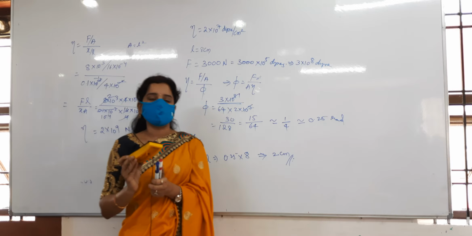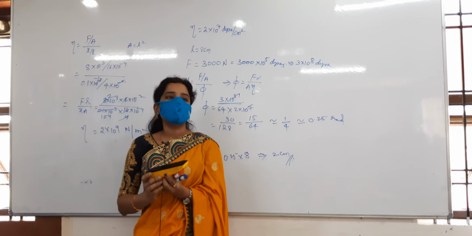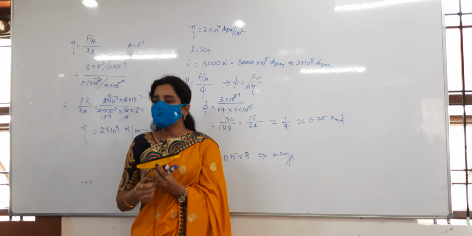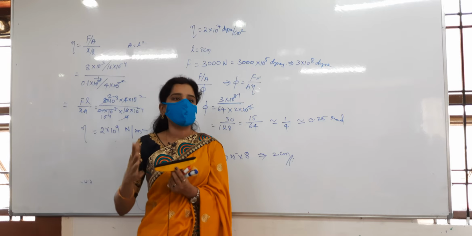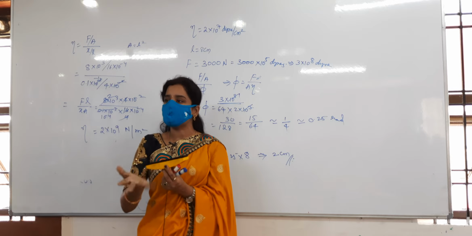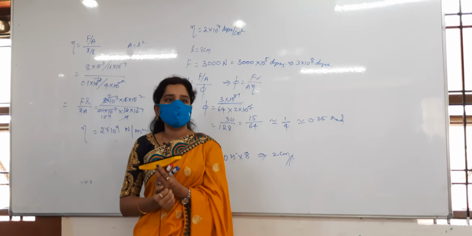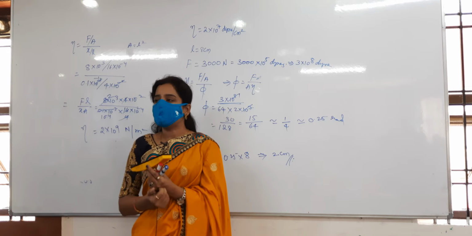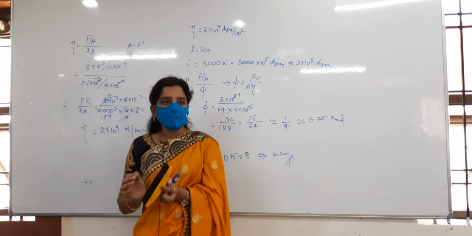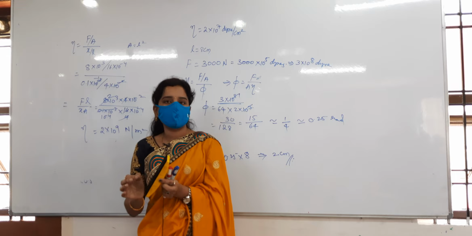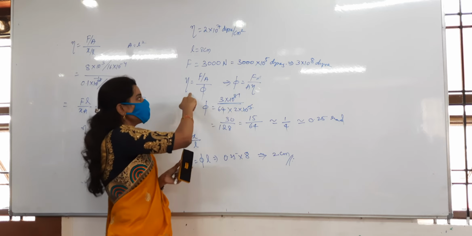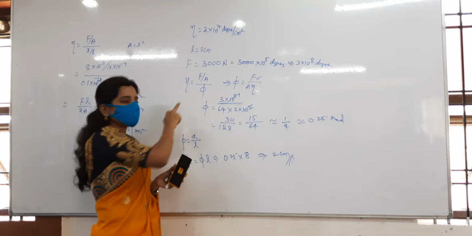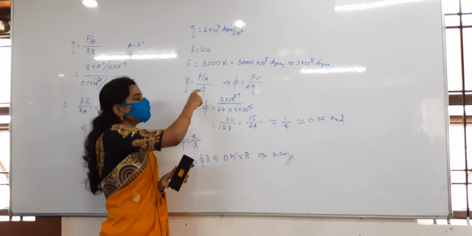Now the question asks you to first find the shear strain. Shear strain means x by L, but directly you will not get the answer. Why? Because you don't know the x value either. They are asking for the x value finally, the displacement of the upper surface. For that, the rigidity modulus formula is: force by area divided by shear strain, that is, shear stress by shear strain only.